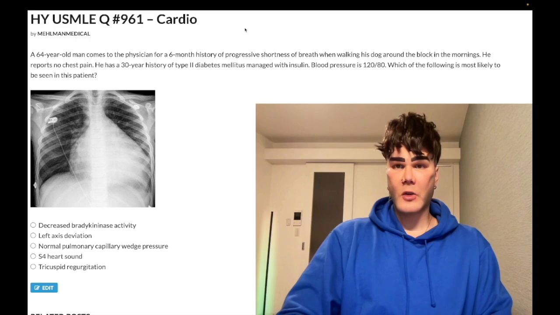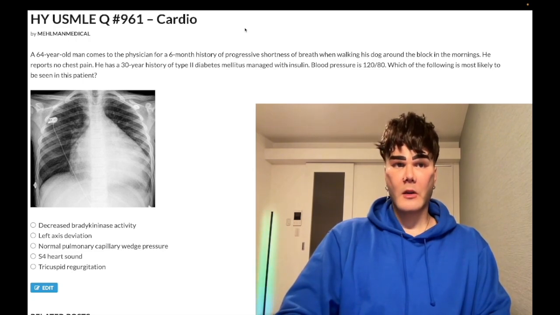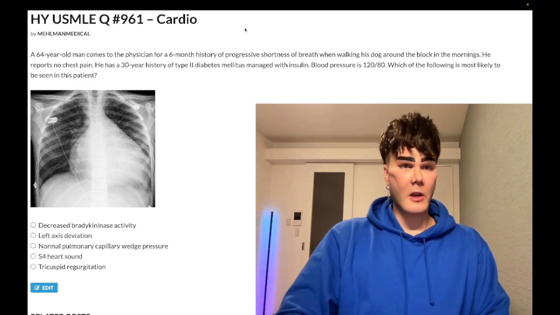64-year-old man, progressive shortness of breath when walking his dog in the morning, no chest pain, 30-year history of type 2 diabetes mellitus, managed with insulin, blood pressure 120/80. Question wants to know what's most likely to be seen in this patient.